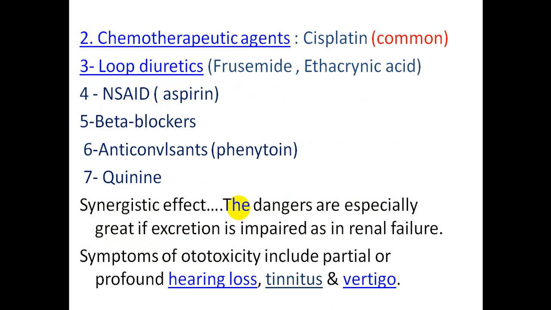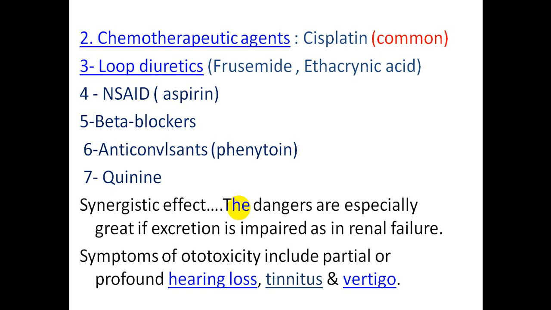The second one is chemotherapeutic agents like cisplatin. Number 3, loop diuretics, furosemide, Lasix, and ethacrynic acid. Number 4, non-steroidal anti-inflammatory drugs, aspirin. 5, beta blockers like Inderal. 6, anticonvulsant, phenytoin. 7, anti-malarial drugs like quinine, chloroquine, and hydroxychloroquine.